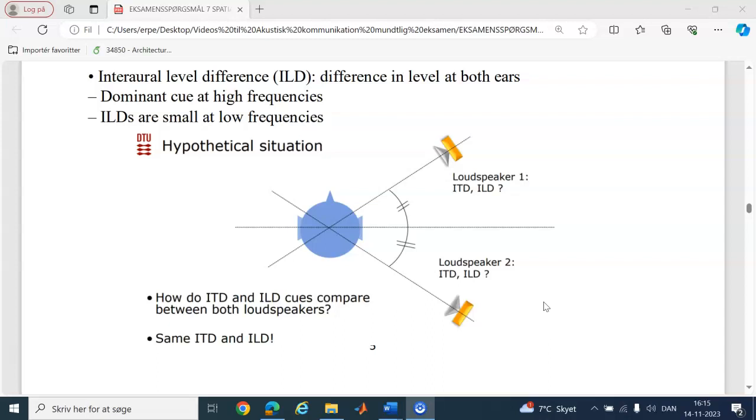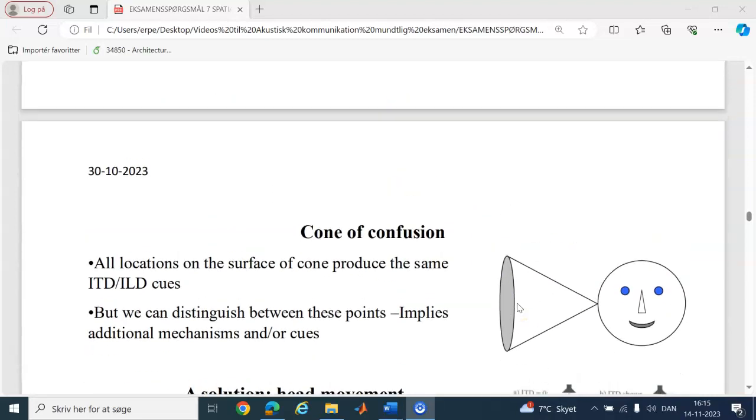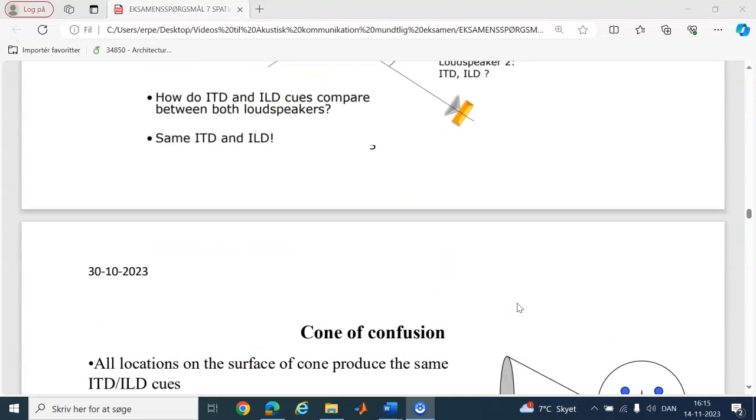How do ITD and ILD cues compare between both loudspeakers? Same ITD and ILD. Okay, that's it. That was part 1. Thank you.